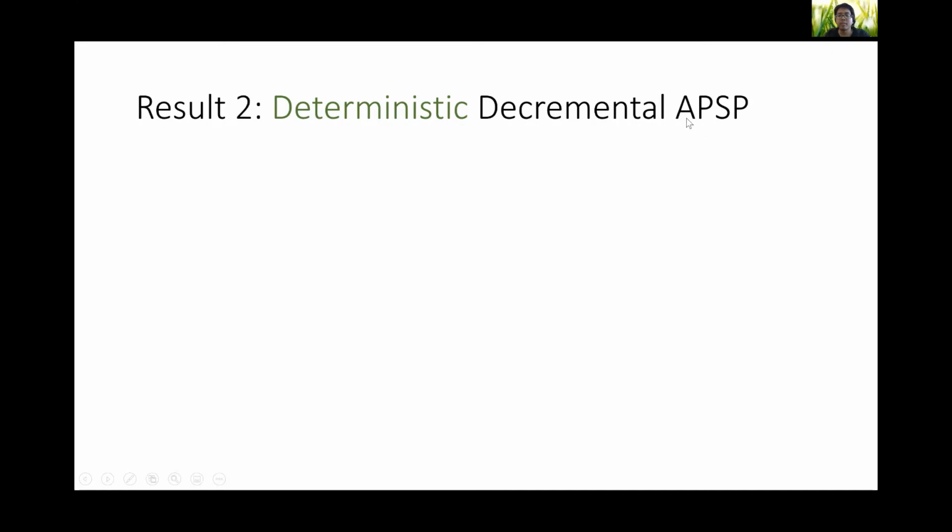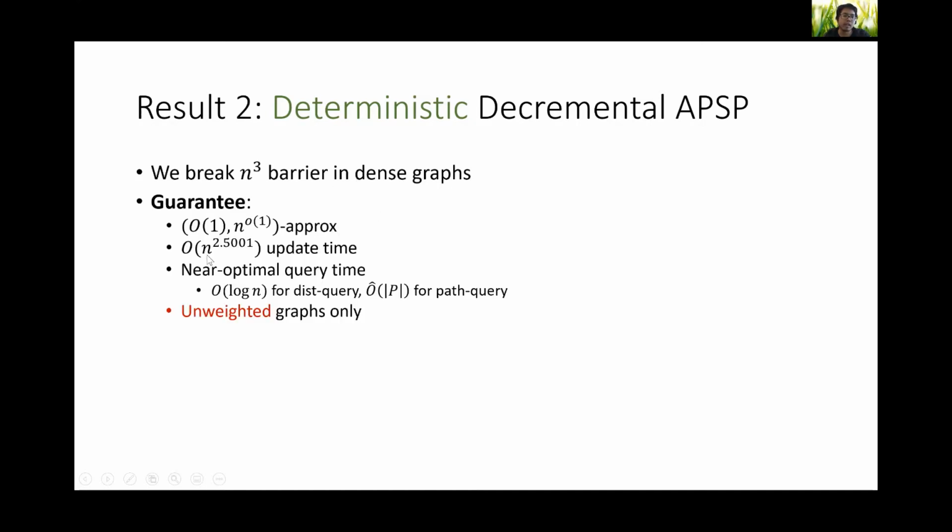Now, the next result, all pairs shortest path. The point of this work is that we break the n cube barrier in dense graphs to something like n to the 2.5. The approximation ratio is not that good. It has a constant multiplicative approximation and subpolynomial additive approximation. The total update time is something like n to the 2.5, with near optimal query time, and this works in unweighted graphs only.